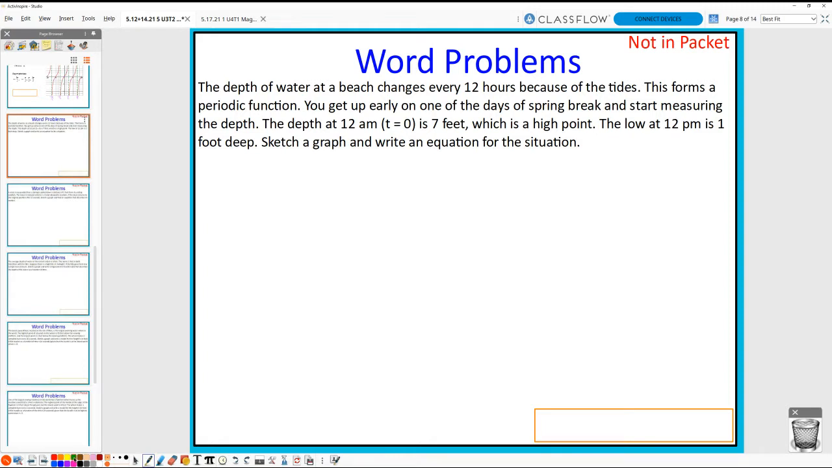But what I'm going to do here is let's just read it. We are going to use cosine for all of these. Just an FYI. The depth of water at a beach changes every 12 hours because of the tides. So with that information, you already have an idea. If it's going to change every 12 hours, that should be like a maximum to a minimum, minimum to a maximum. Let's keep going.